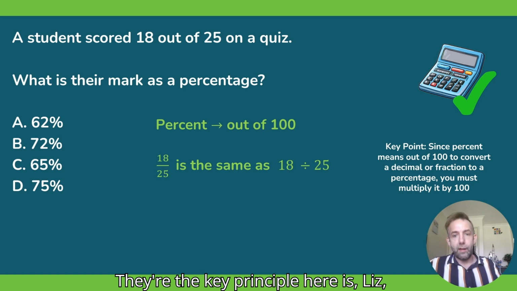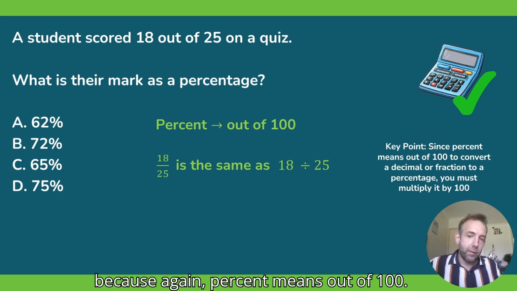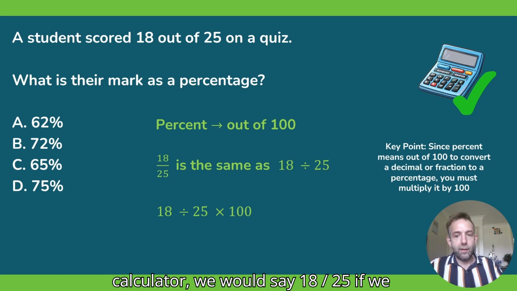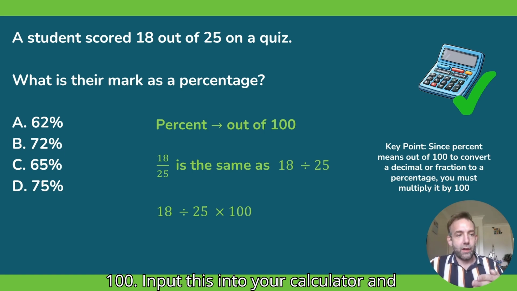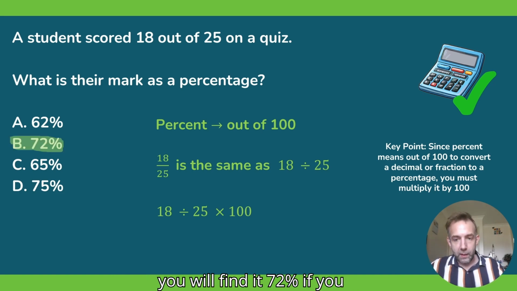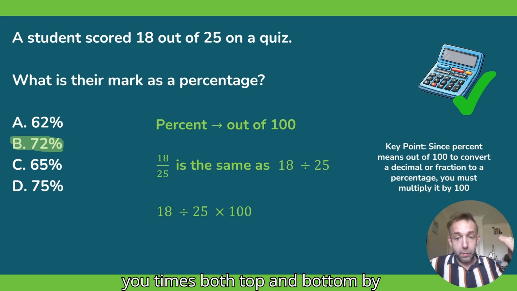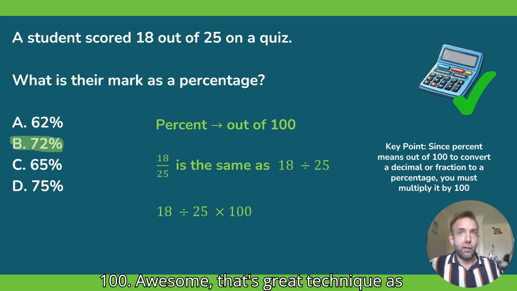So the key principle here is this. If we have a fraction or a decimal and you want to convert it to a percentage, you just have to multiply it by 100, because again, percent means out of 100. So if we were inputting this into a calculator, we would say 18 divided by 25 if we don't have a fraction button available to us. To change it to a percentage, we would then times it by 100, input this into your calculator, and you will find it's 72%. If you also notice that 18 over 25, if you times both top and bottom by 4, you would get 72 out of 100. Awesome, that's a great technique as well.